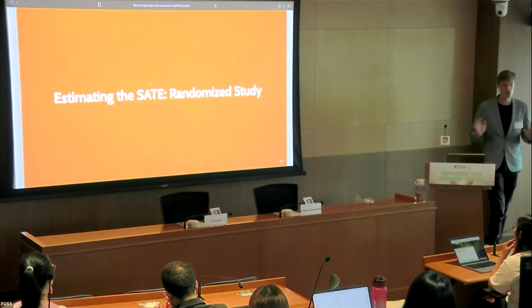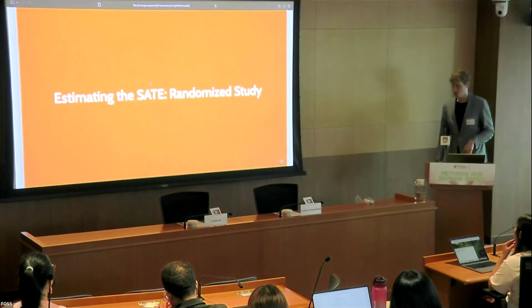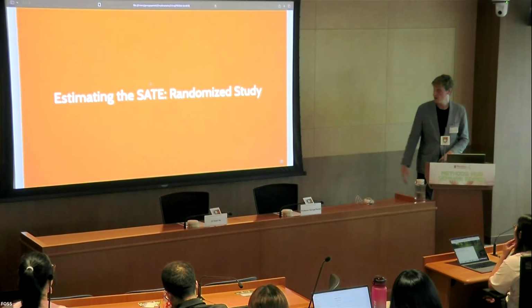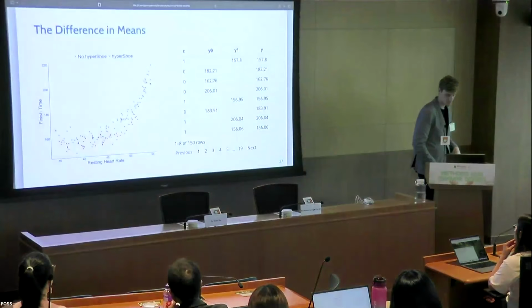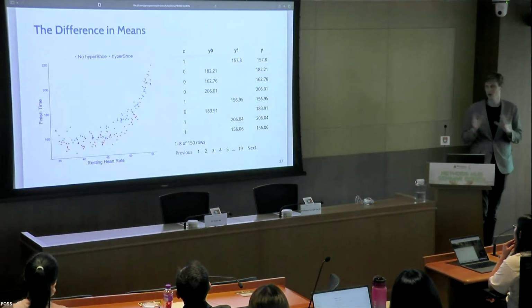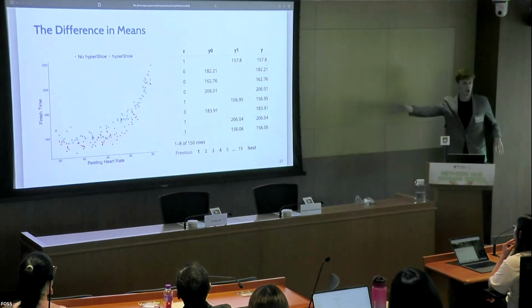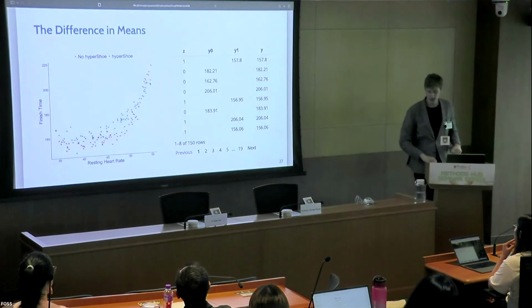So now that I've shown everybody the answer, keep that negative 4.25 in the back of your head. Let's try to estimate the SATE. So back to what we actually do as researchers, we don't have all potential outcomes. Here's the data we do observe.